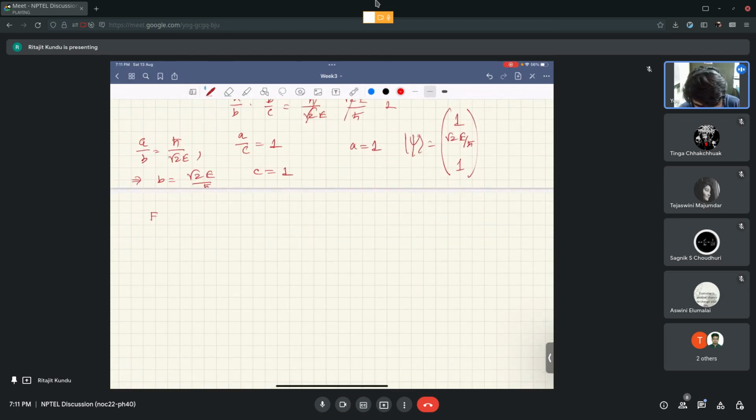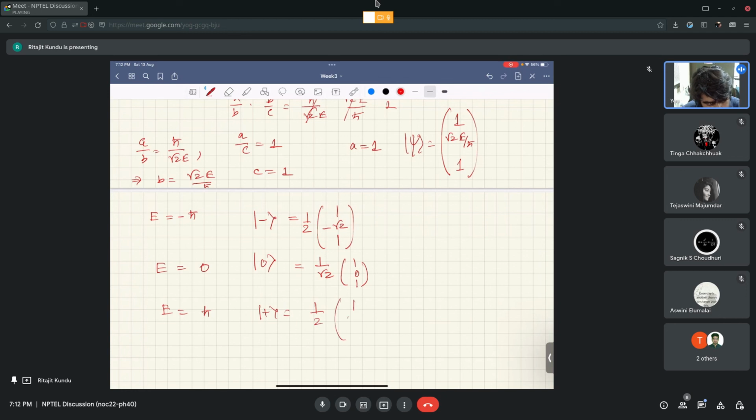So let's say when e is minus h bar, let me write it as this minus state. This is 1, minus square root 2, 1, and if you normalize it, you get a half factor, because you always have to normalize it, right? And when e is 0, you get 1 by square root 2 times 1, 0, minus 1, so the middle factor becomes 0. When e is h bar, you get the plus state, which is a half times 1, square root 2, and 1.